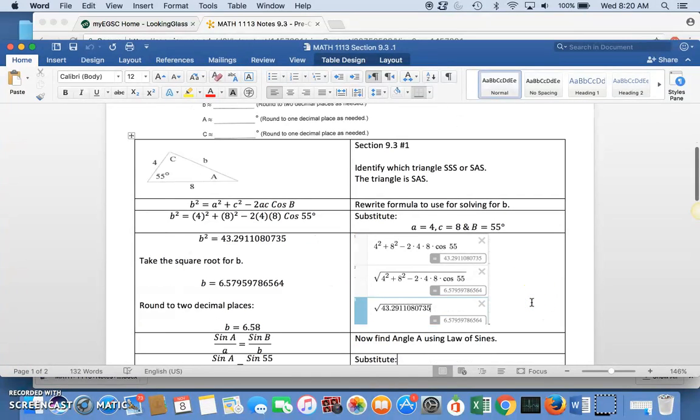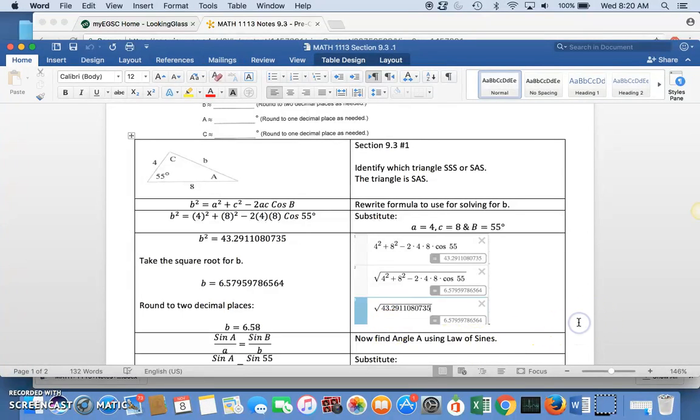Now, this is a lot of just the arithmetic that I have put into Desmos for you to see. I actually did the whole thing, then I plugged it in and took the square root of it. Any way you wanted to do it, you still come up with what B is. I think it asked for it rounded to 2 decimal places, so it would be 6.58.